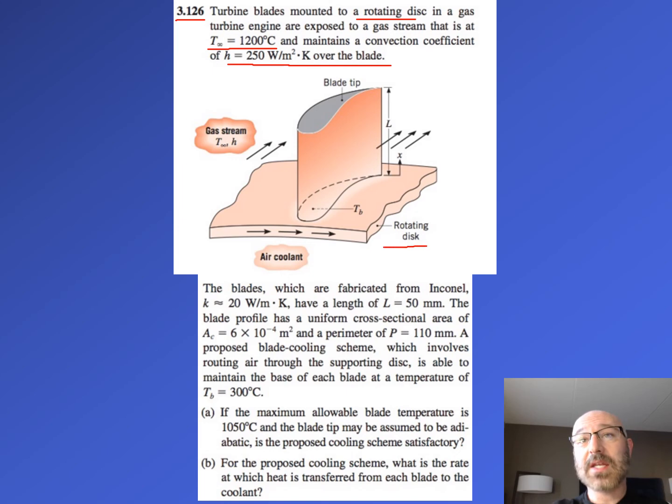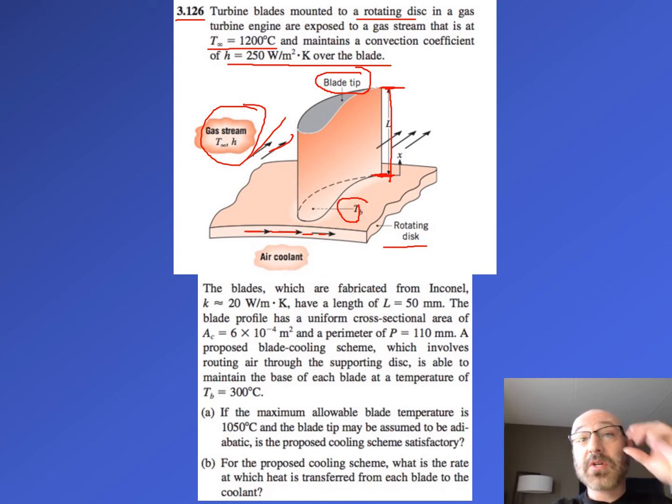Here's our rotating disc right here. We can see here's our fan blade, and there's the tip of it. We can see it has some length L. We can see our gas stream going through as T infinity and H, and there's our air coolant right here as well, and our temperature at the base, T sub B. We see X starts right here at the base at 0 and goes up to a length L for the length of the fin.